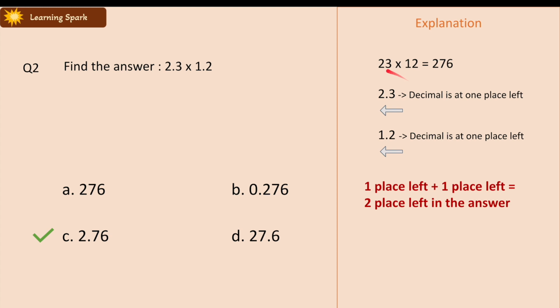So when we are multiplying these two numbers, in the final result, what would be the place of the decimal point? It would be 1 plus 1, 2 places left from the right. So it is basically the summation of these two places. It is 2.76, because from the right-hand side we move 2 places left and we put the decimal sign here. So that is the answer.